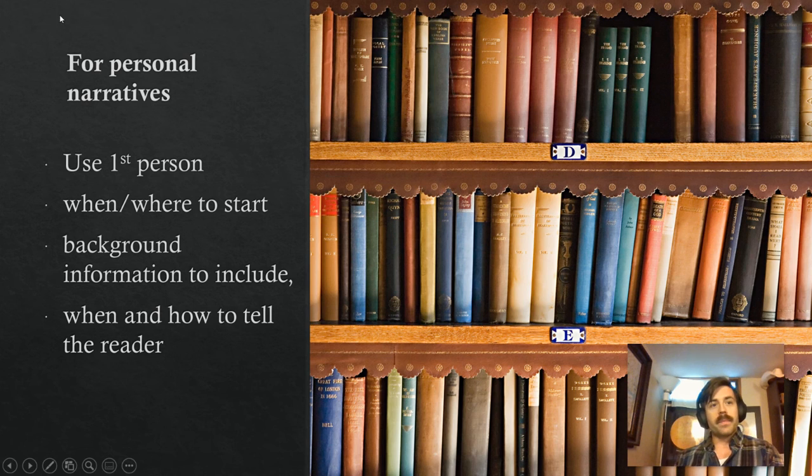All right. So to recap the background information, for your personal narratives, you're going to use first person narration, but you've got some choices on everything else. When and where you're going to start it, what background information you're going to include, and how and when you're going to tell the reader about that background information, like the setting, the other characters, and maybe even prior events that happened leading up to this critical 5 minutes.